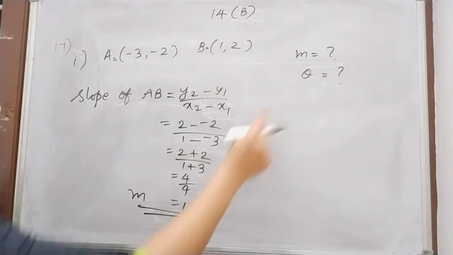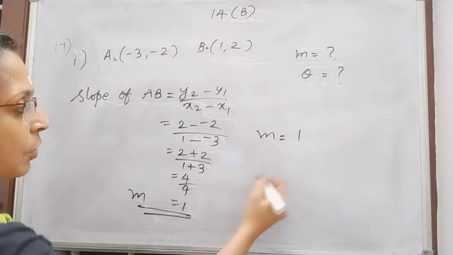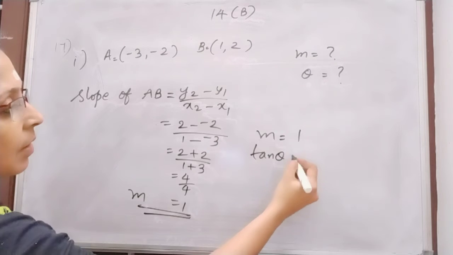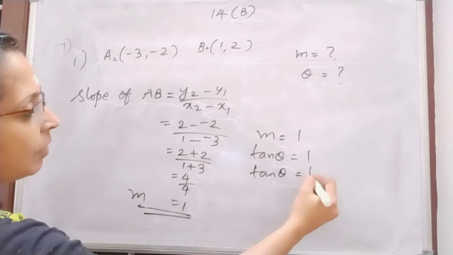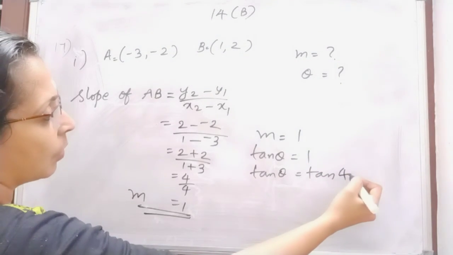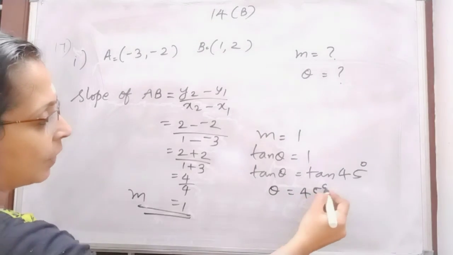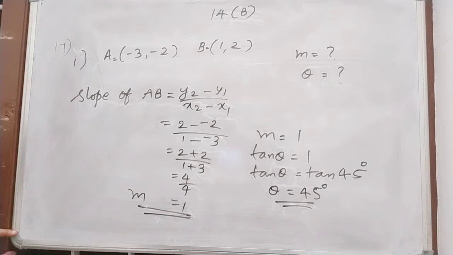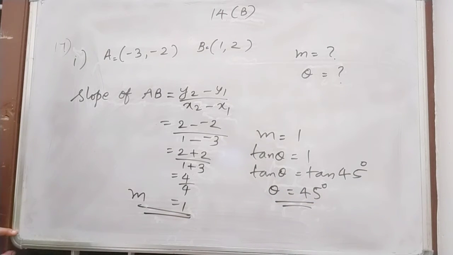Next we have to find theta. M is equal to 1, that means tan theta is equal to 1. For what value of theta will tan be 1? Tan 45 is 1. So theta will be 45 degrees. So the slope is equal to 1 and the inclination theta is equal to 45 degrees.